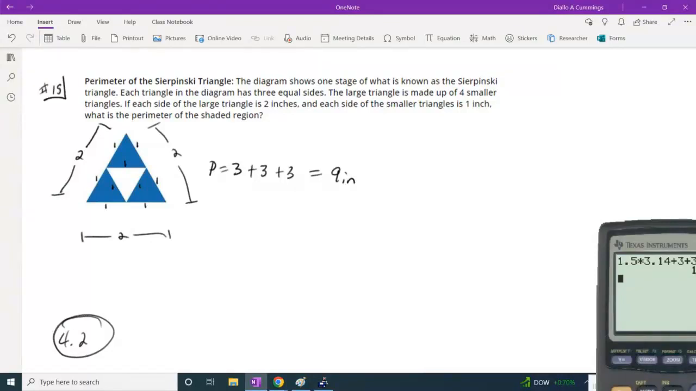This is a weird kind of question, because it gives us the fact that each side of the smaller triangle is 1 inch. So each one of these sides is 1 inch. And it wants to know the perimeter of the shaded region. So I would have to find the perimeter for all 3 triangles, and I would just add them together. So we get 9 inches. Any questions about number 15?